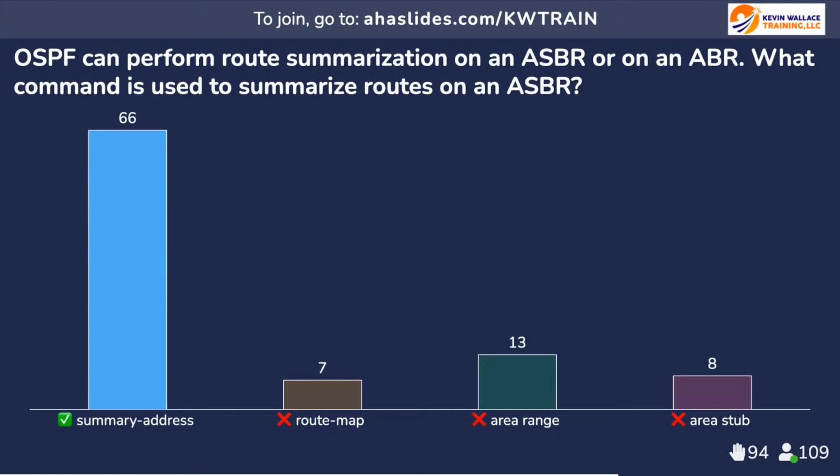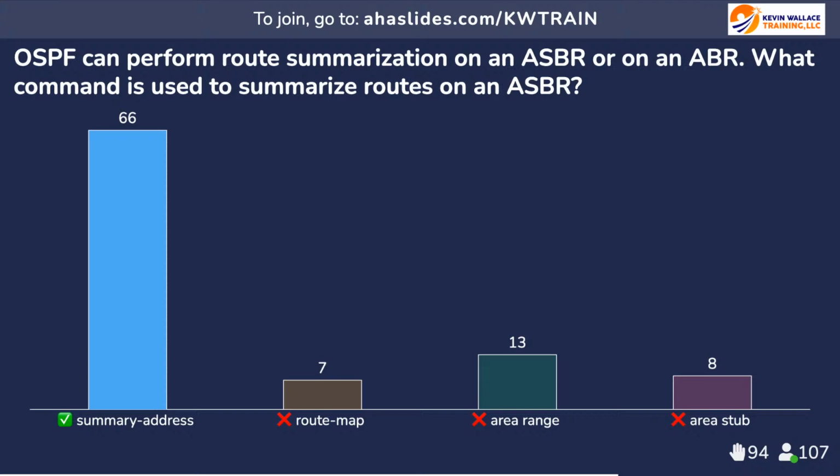And there's our timer. The correct answer is, of course, summary-address. OSPF route summarization is performed on an ASBR using that command. We can perform summarization as those routes are being redistributed into OSPF from another autonomous system. And we do that with the summary-address command.